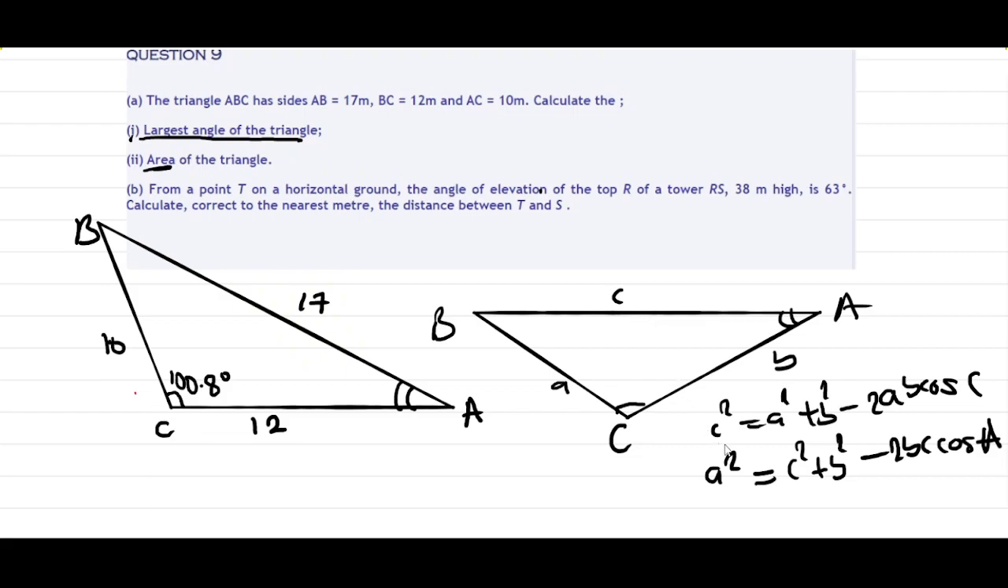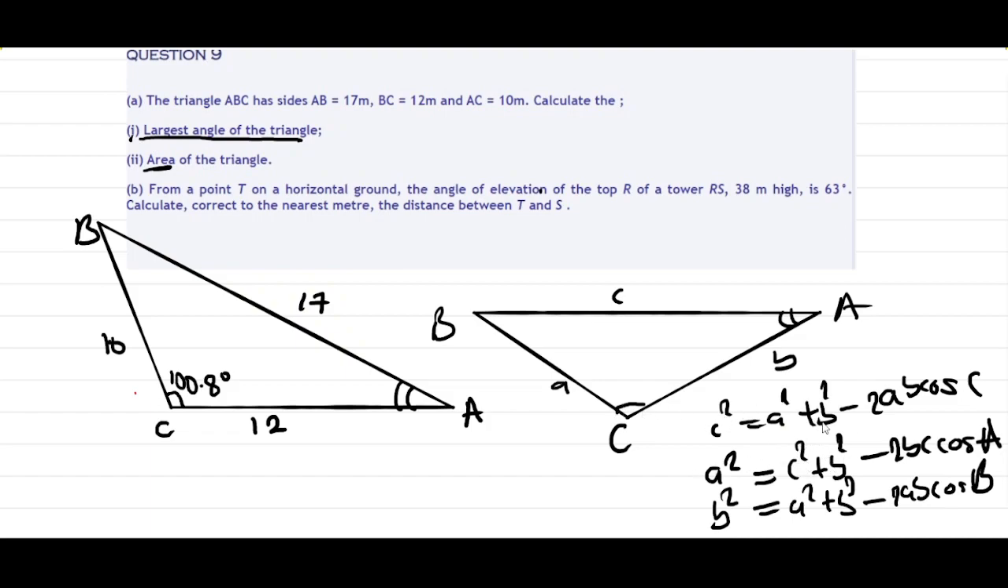And also if you are looking for B, using the same pattern, B square will be A square plus C square minus 2AC cos B. So you don't even really have to memorize these three formulas. Knowing just one is enough, and the pattern is clear.